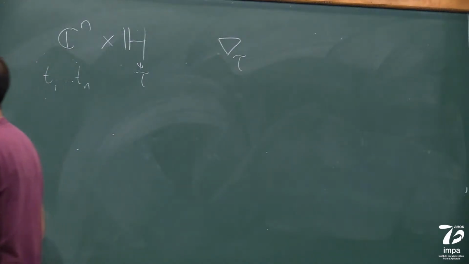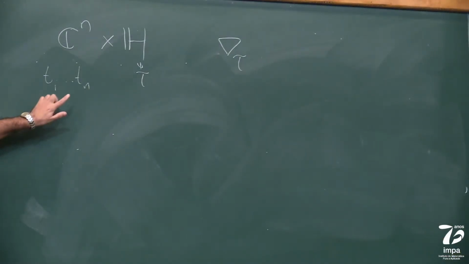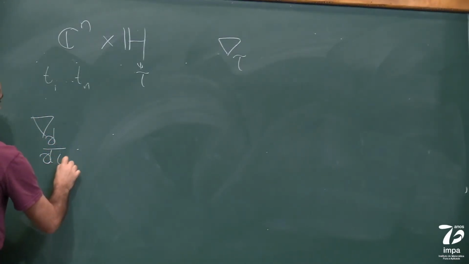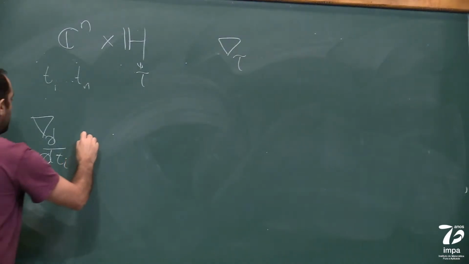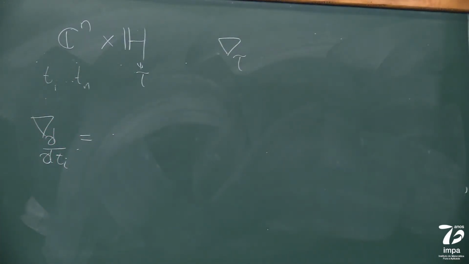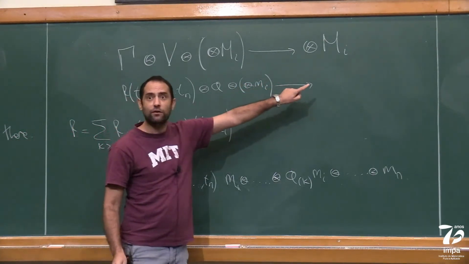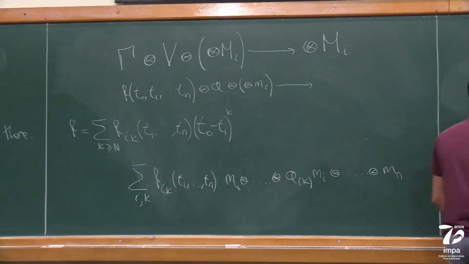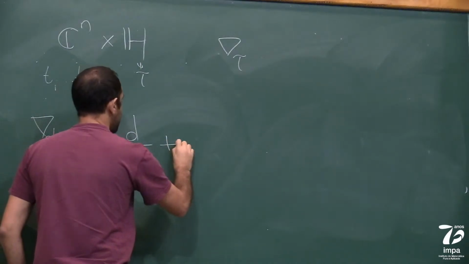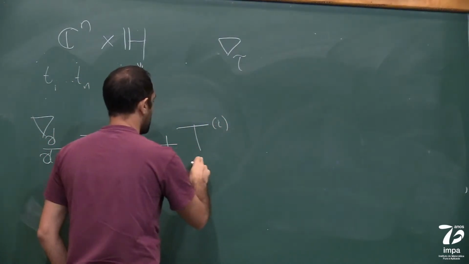Now I need to tell you what the connection is when I change these points T1 up to Tn. And that connection is given by, how does this act? Well, it acts as you expect. You will take d by dti on the function f, and you would act by t on mi. And this will require something on the module. So this will be d by dti plus t on the ith factor. So what is this?